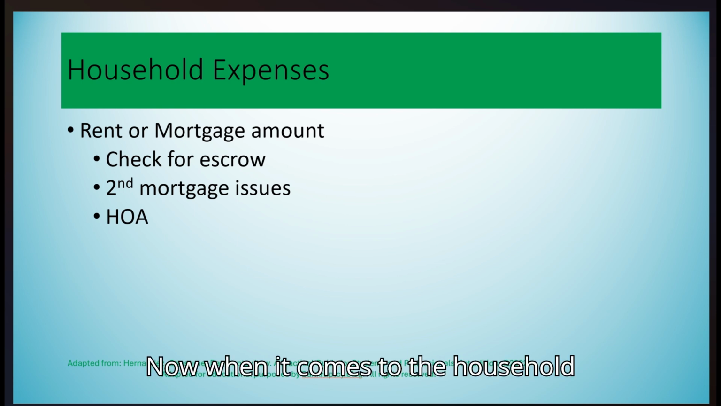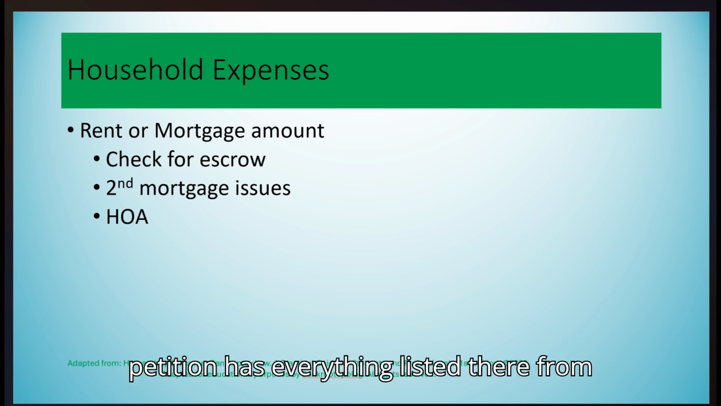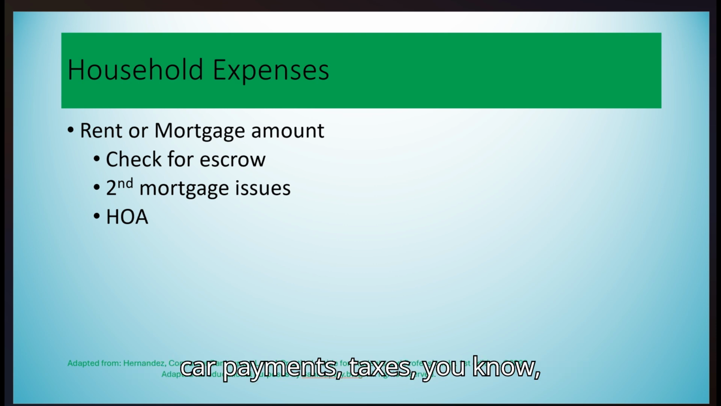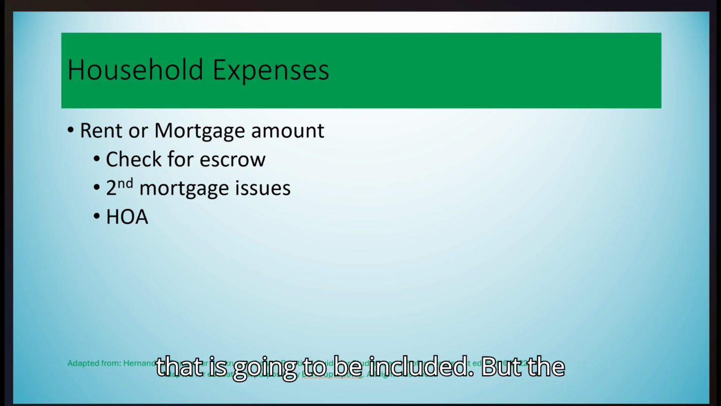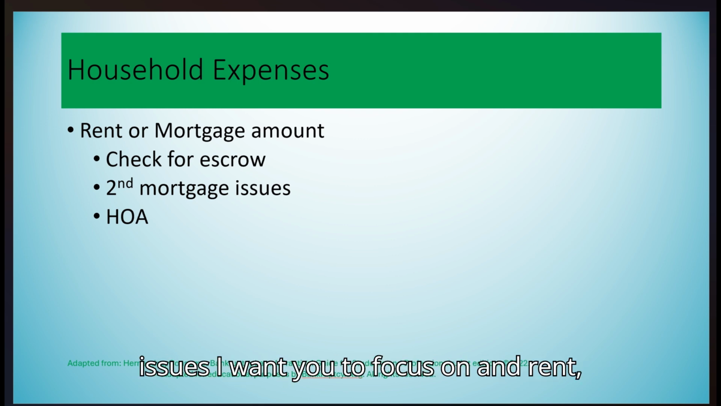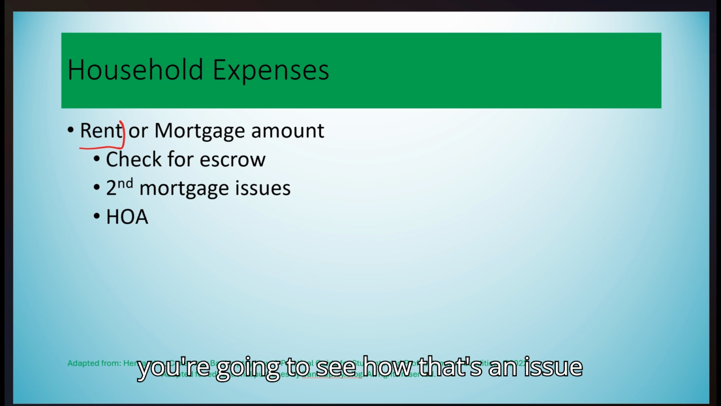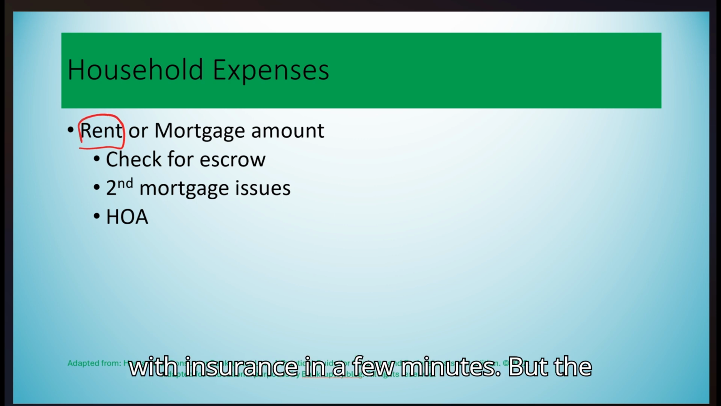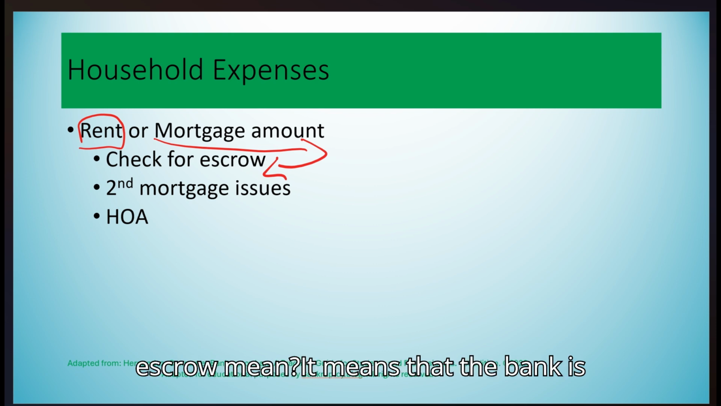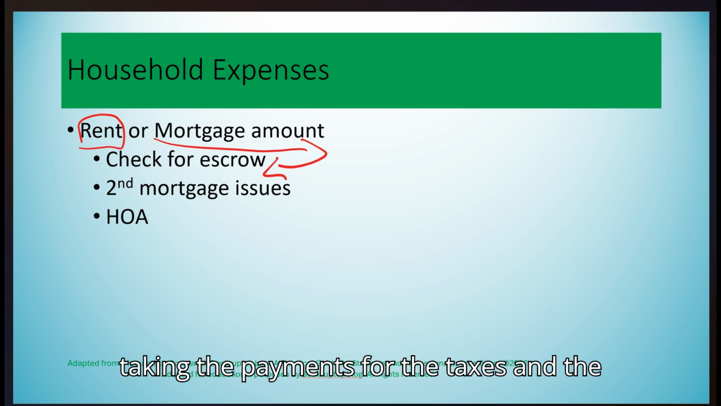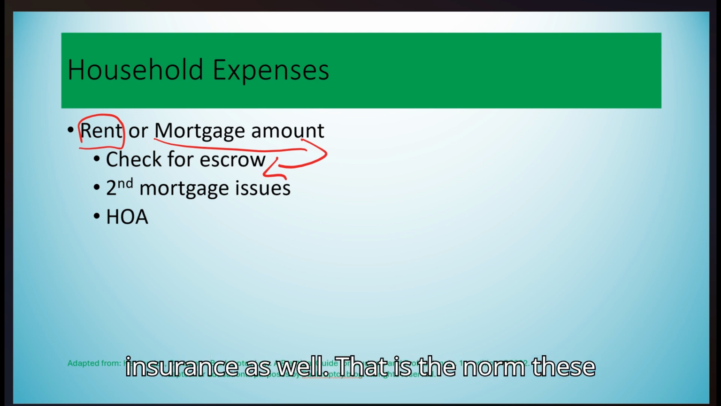Now, when it comes to the household expenses, you're going to see the petition has everything listed there, from car payments, taxes, home maintenance like landscaping. All that is going to be included. But the issues I want you to focus on, and rent, you're going to see how that's an issue with insurance in a few minutes. But the mortgage, is this escrowed? What does escrow mean? It means that the bank is taking the payments for the taxes and the insurance as well. That is the norm these days.